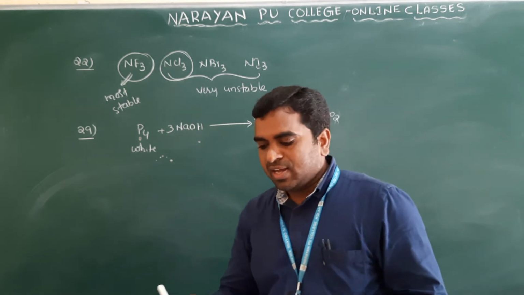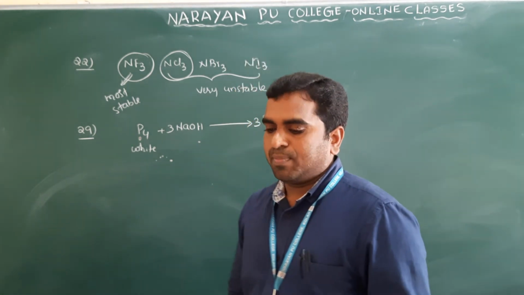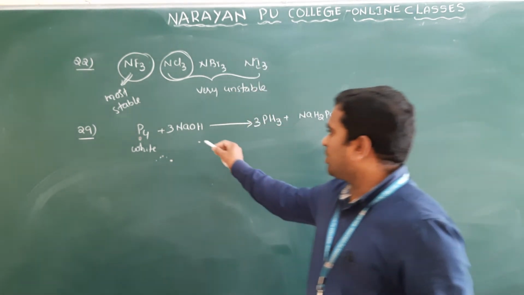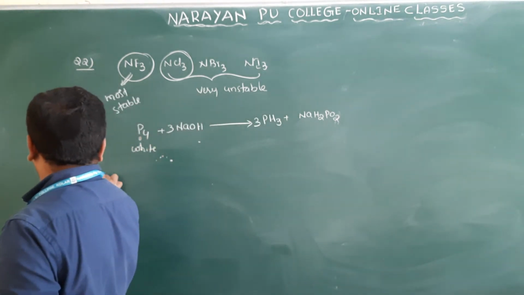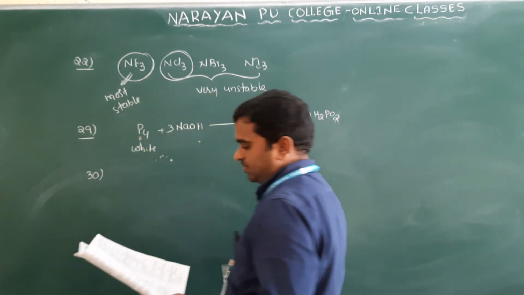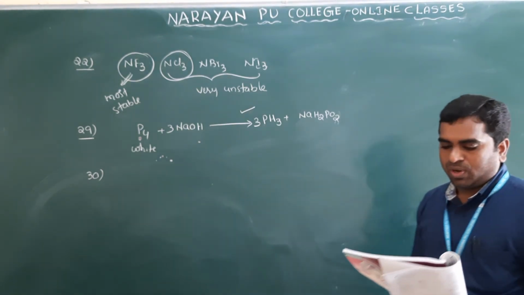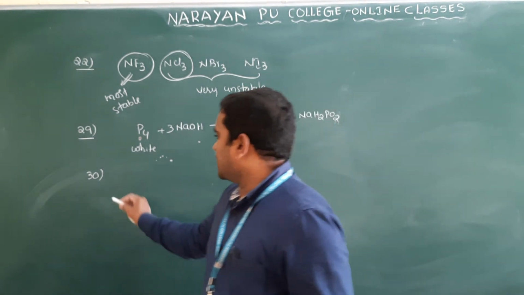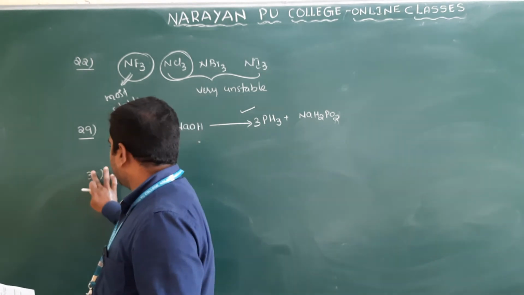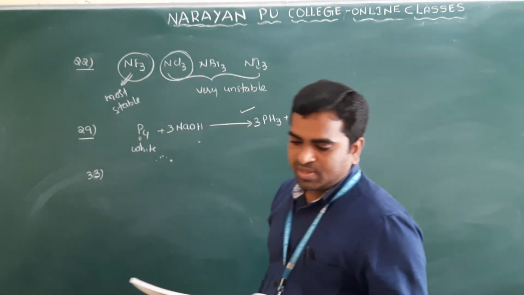You are getting phosphine as the product. Caustic soda means NaOH. This is the preparation of phosphine, which is very important for the PE examination also. Next one, question number 33.